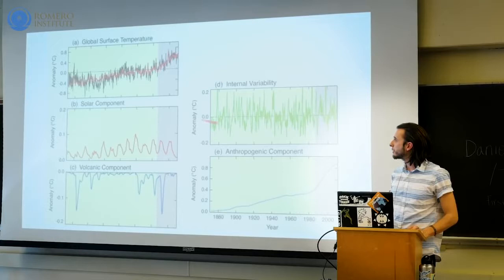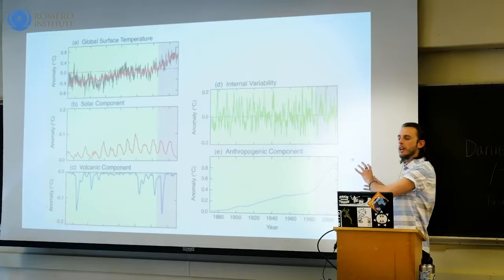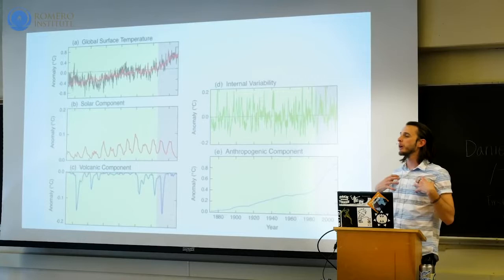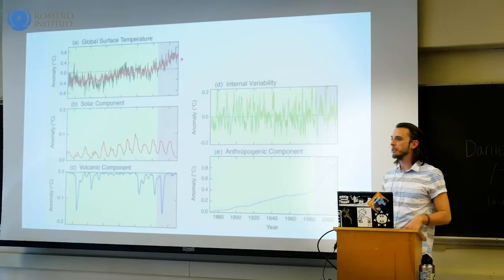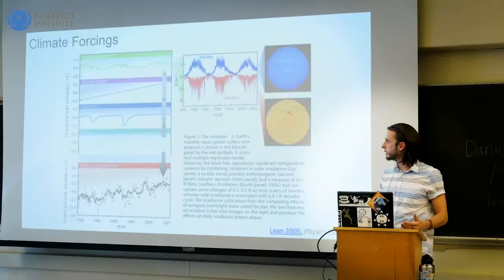The one thing that we can't account for is the anthropogenic component. And this is the anomaly that's due to burning of fossil fuels and land use changes, all the things that we are responsible for. And it's the only one of all of these that is actually increasing. So clearly it must be the burning of fossil fuels that's causing this temperature anomaly. Not the other stuff.